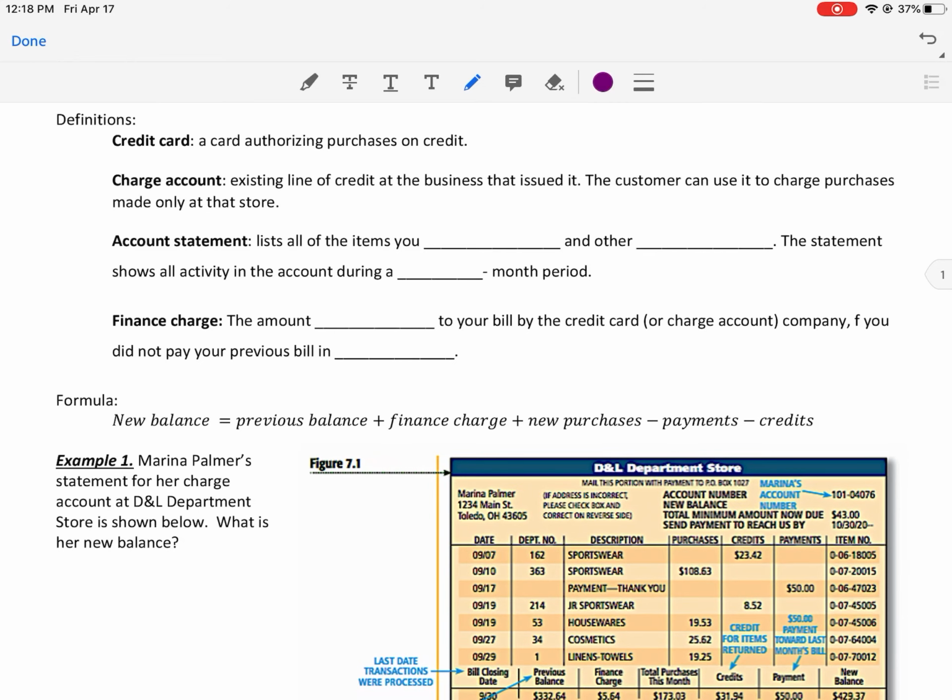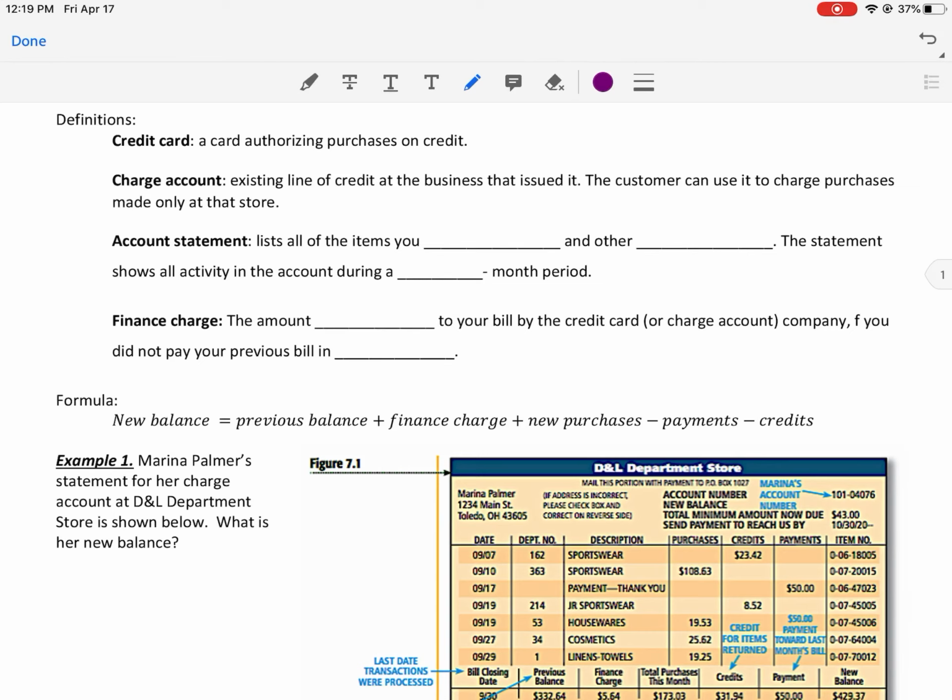Your credit card is a card authorizing purchases on credit, right? Your charge account is an existing line of credit at a business that is issued. The customer can use it to charge purchases made only at that store. So sometimes you might have, like, the red card for Target. You can think of that as a charge account.